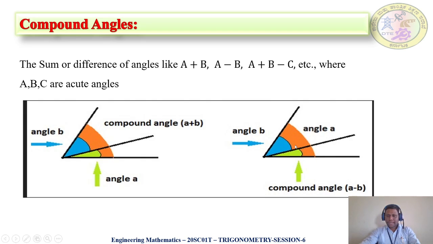Similarly, here we have taken this angle A in orange color. This angle B is in blue color. Then this compound angle is A minus B. That means we are taking the difference of the two angles. A is one angle, B is another angle, and this angle is represented by A minus B. So in this diagram, A plus B is the compound angle. In this diagram, A minus B is the compound angle.